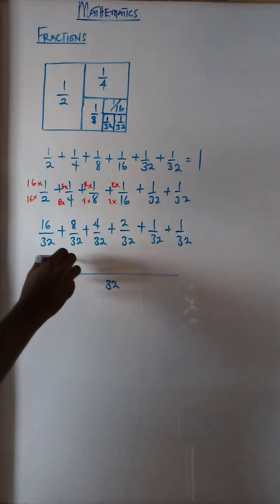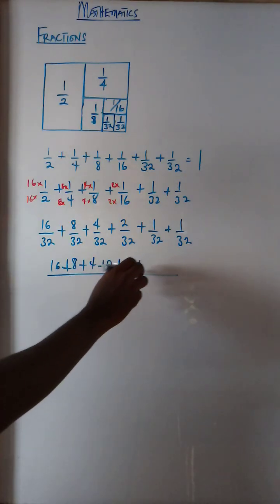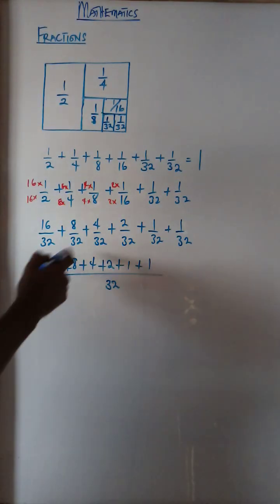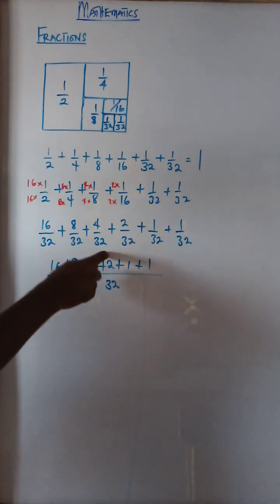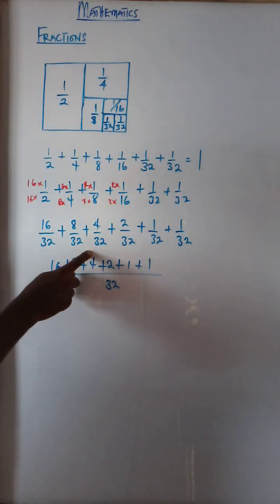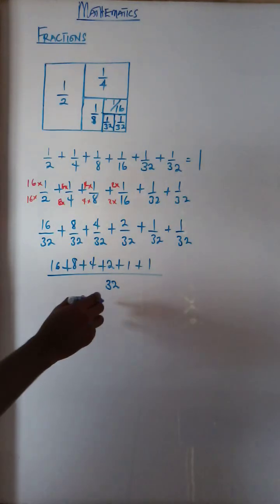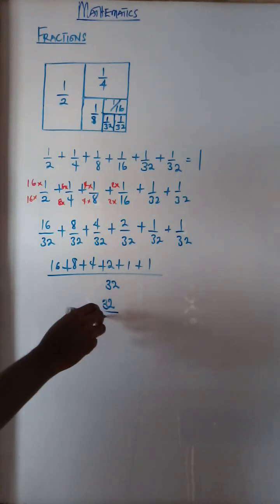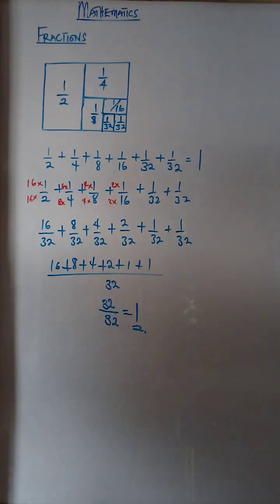16 plus 8 plus 4 plus 2 plus 1 plus 1. Okay, let's start from the back. 1 plus 1, 2. Plus 2, 4. Plus 4, 8. 8 plus 8, 16. 16 plus 16, 32. So the whole numerator is what? 32 out of 32. So obviously, what's the answer here? 1. That is it.